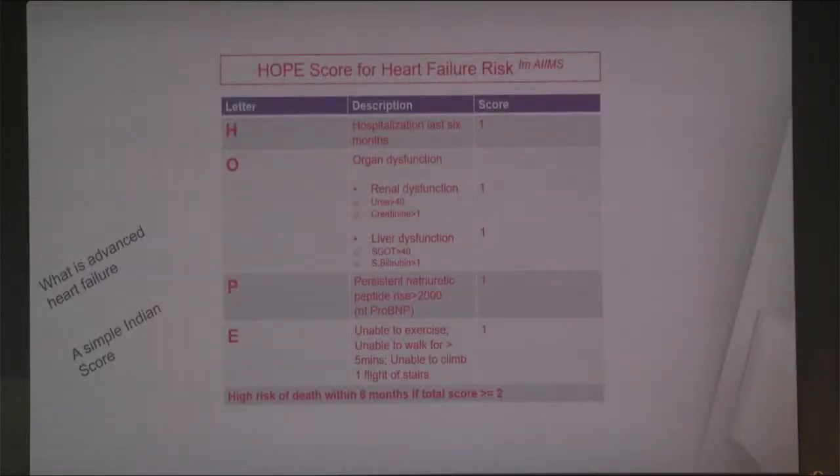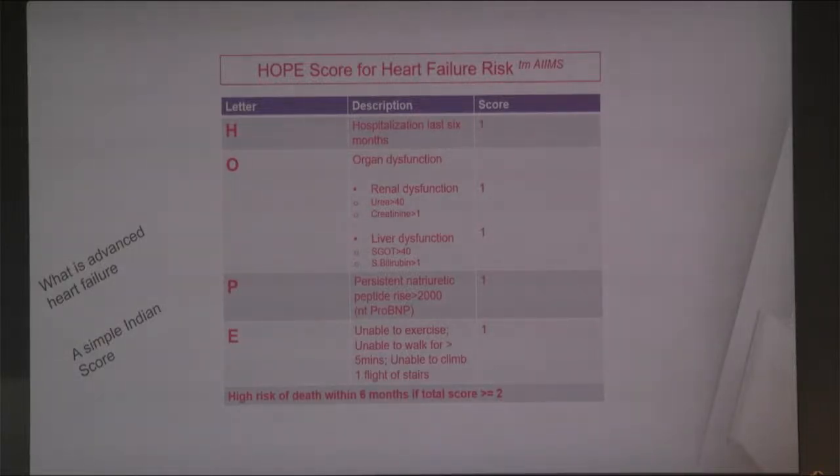But what happens beyond that? There are a number of scores and algorithms available by which you can decide which patients you will not be able to salvage by just these therapies. The problem with most of these scores is that they are complicated and old. If you look at the various scores like the Seattle score, the Barcelona score, the MAGGIC score, these are relatively old scores. You have to go on to online calculators. Most of these scores don't even have things like BNP in the algorithm.